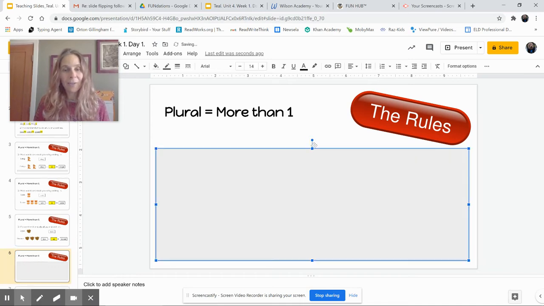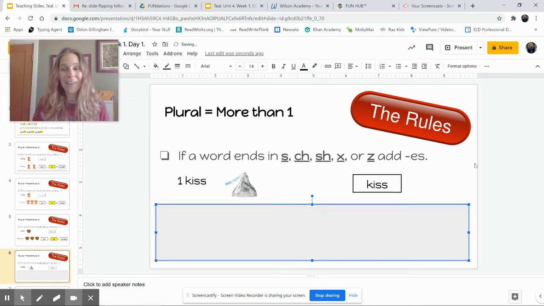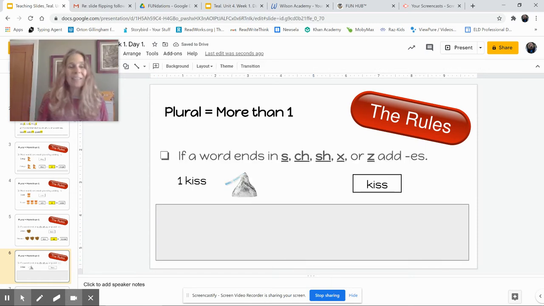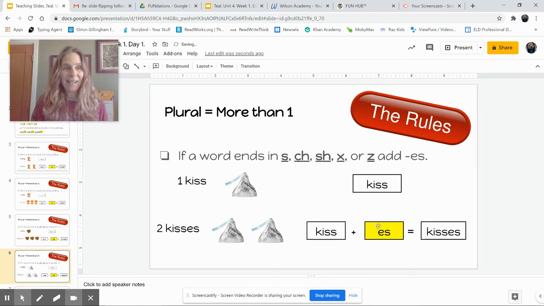What do I have under here? Let's see. Oh, perfect. I love Hershey Kisses. If a word ends in S, CH, SH, X, or Z, I need to add ES. Let's take a look. Kiss. I have one kiss. It ends with S. So if I have more than one kiss, I need to add ES. So my word is going to be kisses.